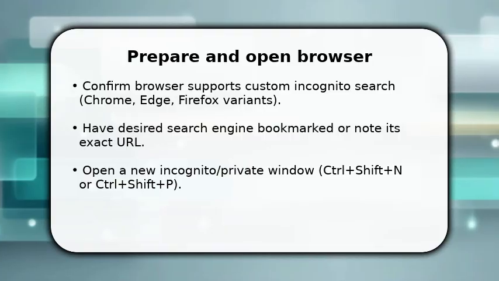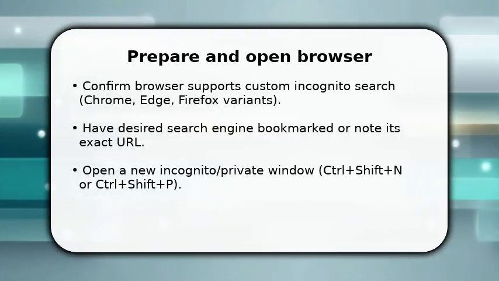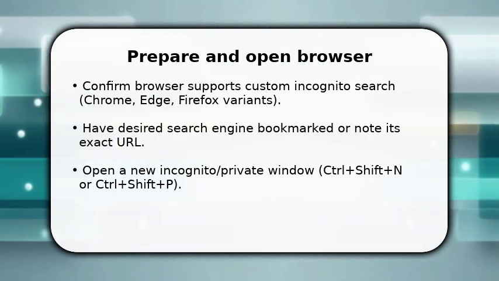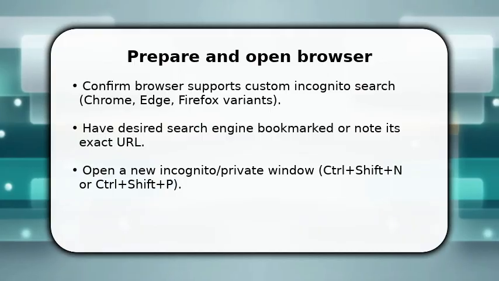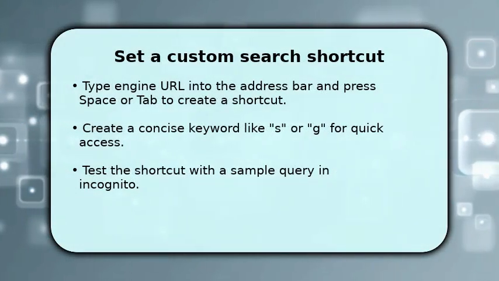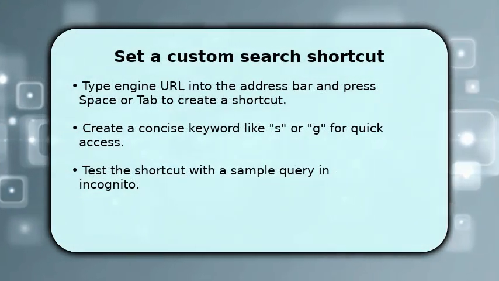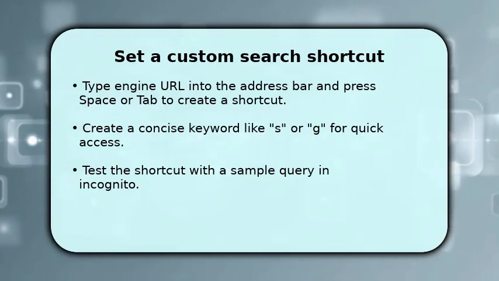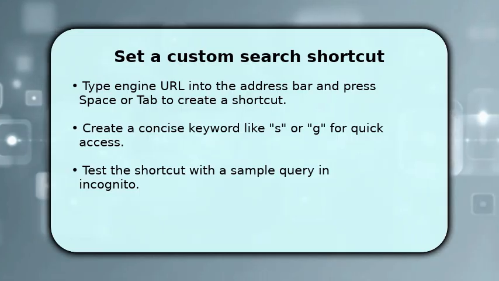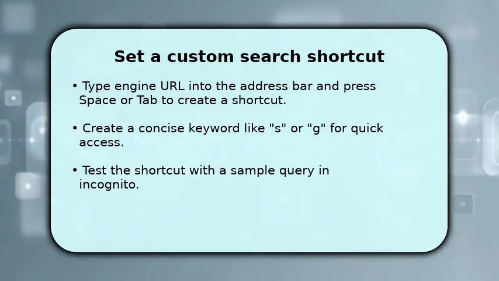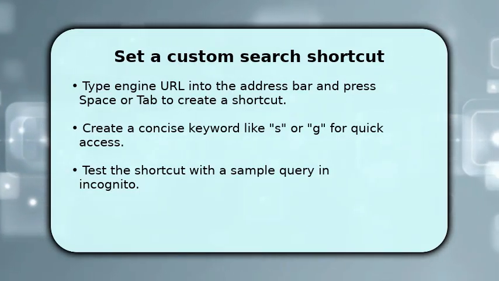Now that the private window is active and your replacement engine URL is ready, move to the address bar method. You type the engine URL in the private address bar and press space or tab to trigger the browser's custom search shortcut creation. This creates a one-time mapping. Next, assign a short keyword such as S or G to that mapping so you can start searches fast.